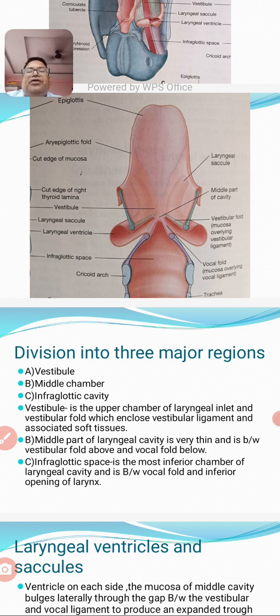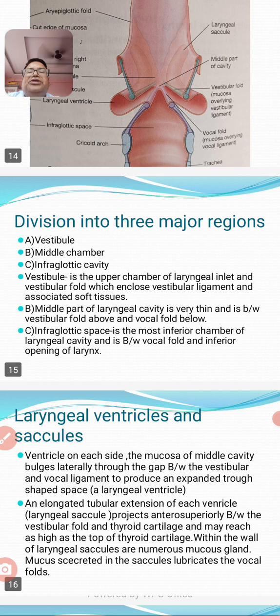Now, the division into the three major regions of the larynx. First is the vestibule, second is the middle chamber, and third is the infraglottic cavity. The vestibule is the upper chamber of the laryngeal inlet, and the vestibular fold encloses the vestibular ligament and associated soft tissue. The middle part of the laryngeal cavity is thin and is between the vestibular fold above and the vocal fold below.